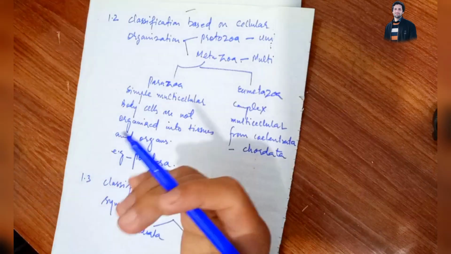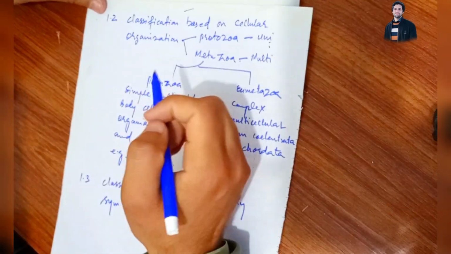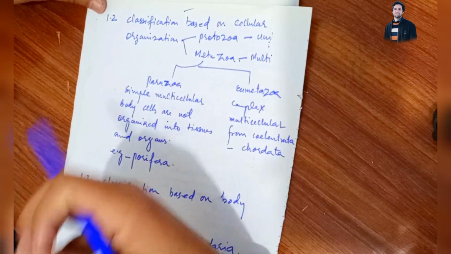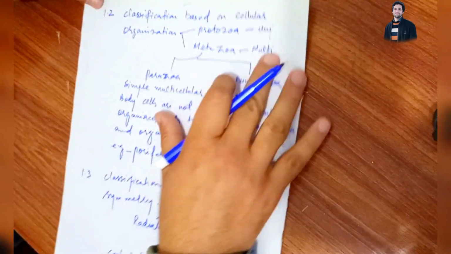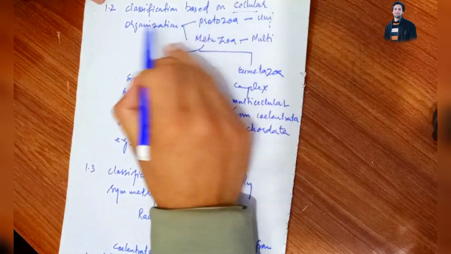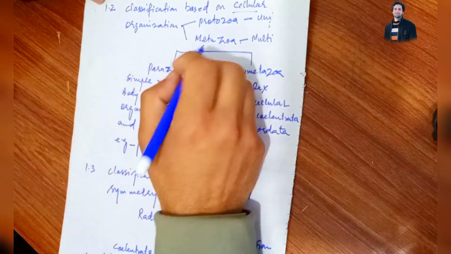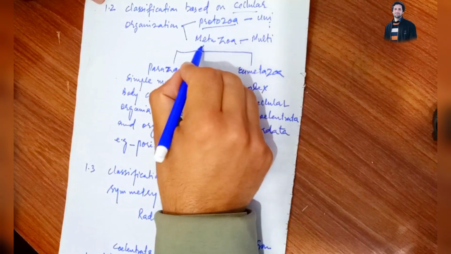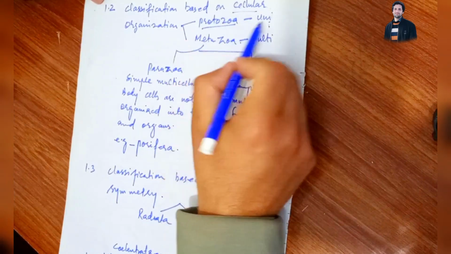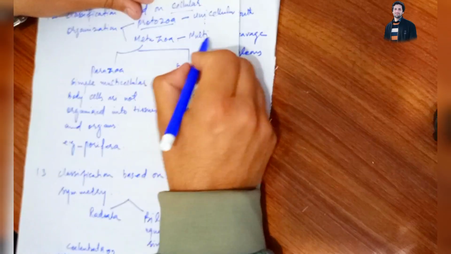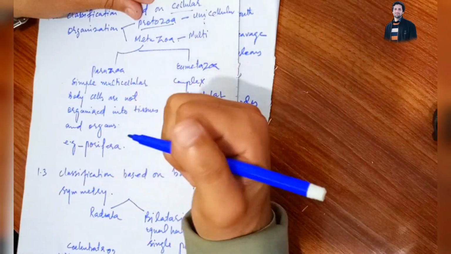Classified the chordates in detail. Now in part 2, I'll be classifying the whole kingdom Animalia based on different criteria. The first criterion is cellular organization. Based on cellular organization, we can classify the kingdom Animalia into two groups: protozoa and metazoa. Protozoa means all the unicellular organisms and metazoa means all the multicellular organisms.